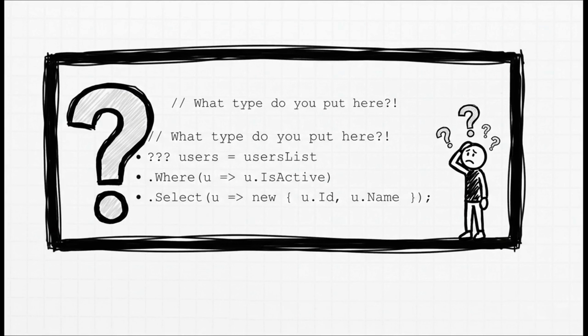Say, just the ID and the name from a list of users. You're basically creating a brand new temporary object right there in your query. But here's the catch. That new object type, it doesn't have a name. So what in the world are you supposed to write on the left side of the variable declaration? You can't. There's nothing to write.